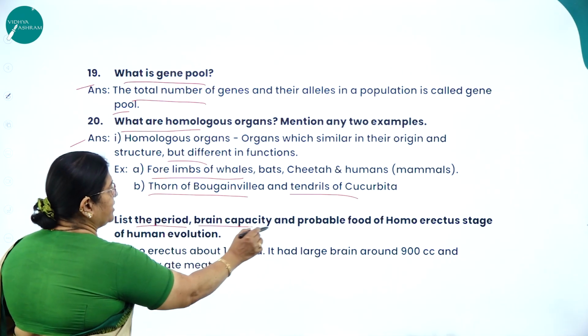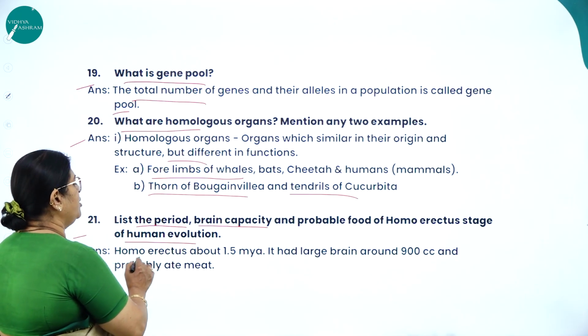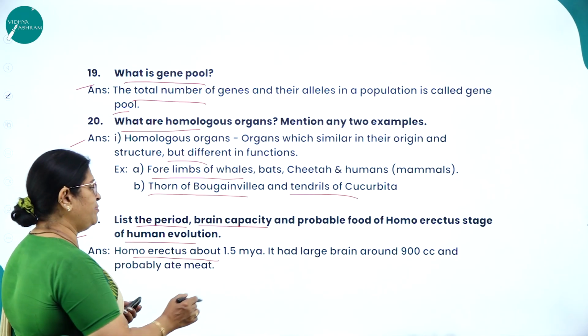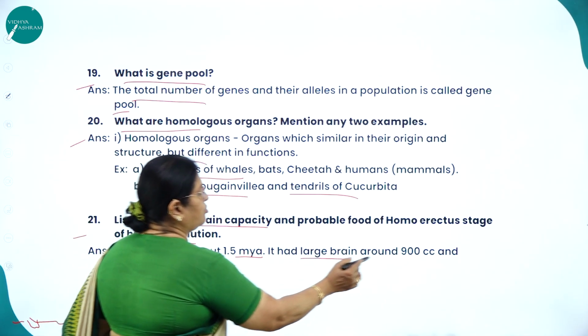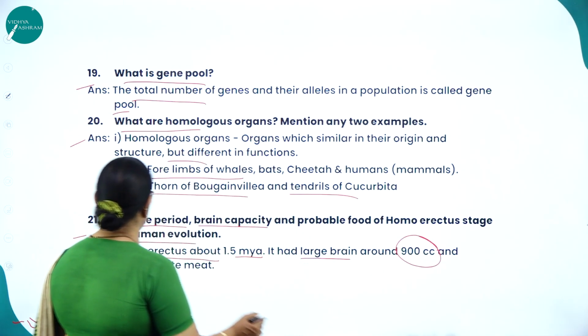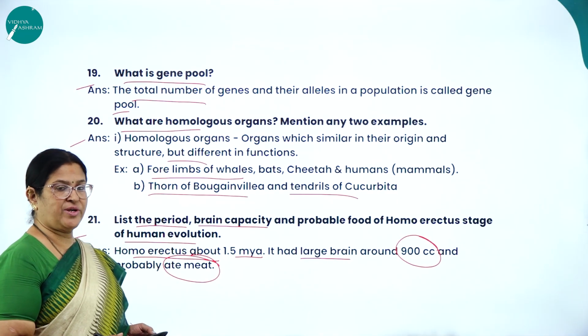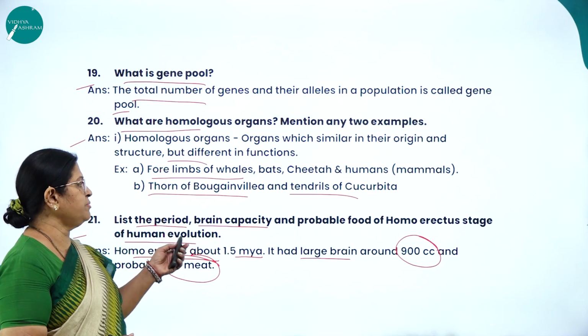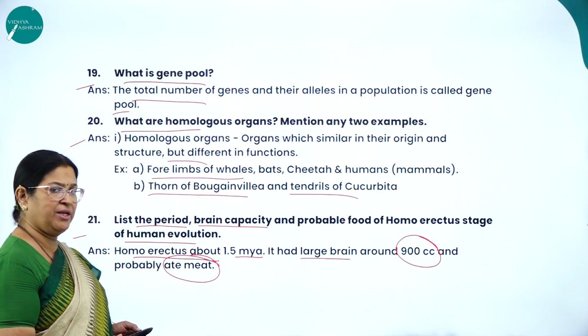List the period, brain capacity and probable food of Homo erectus stage of human evolution. Homo erectus was available in which year? 1.5 million years ago. It had what? A large brain. Around what was the brain capacity? 900 cc, and probably ate meat. Hope you have understood this question, that is, list the period, brain capacity and probable food of Homo erectus stage of human evolution.